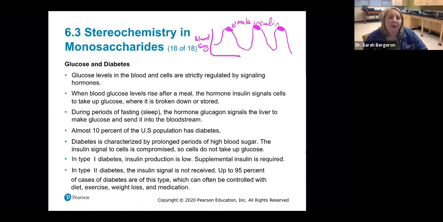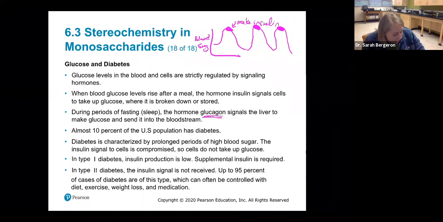All right, so now what happens when you go to sleep? You sleep for quite a long period of time, and so you're going for a prolonged period of time with low blood sugar. So what are you going to do? Your body's going to make a second hormone, and that second hormone is glucagon.